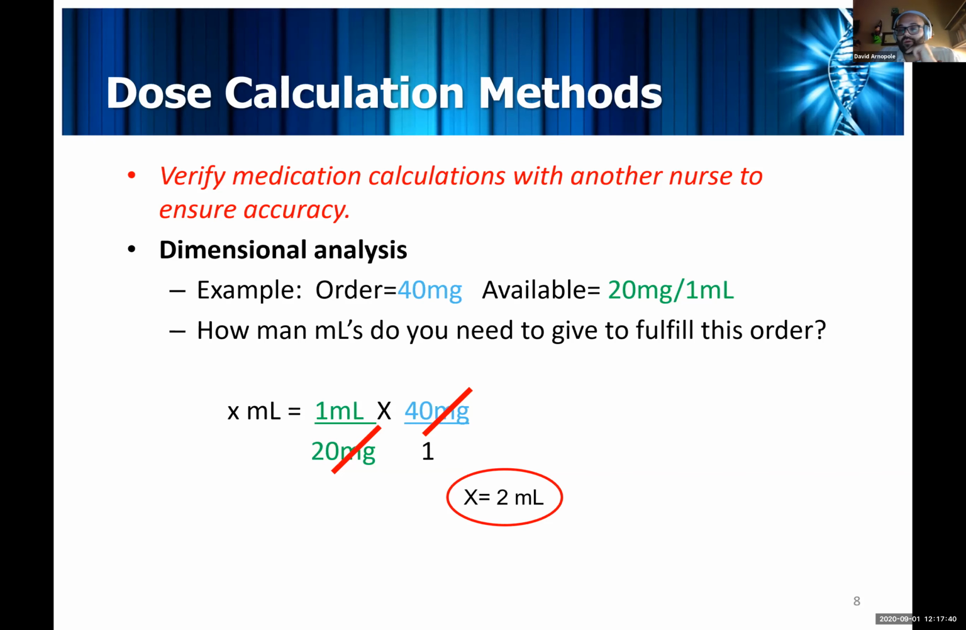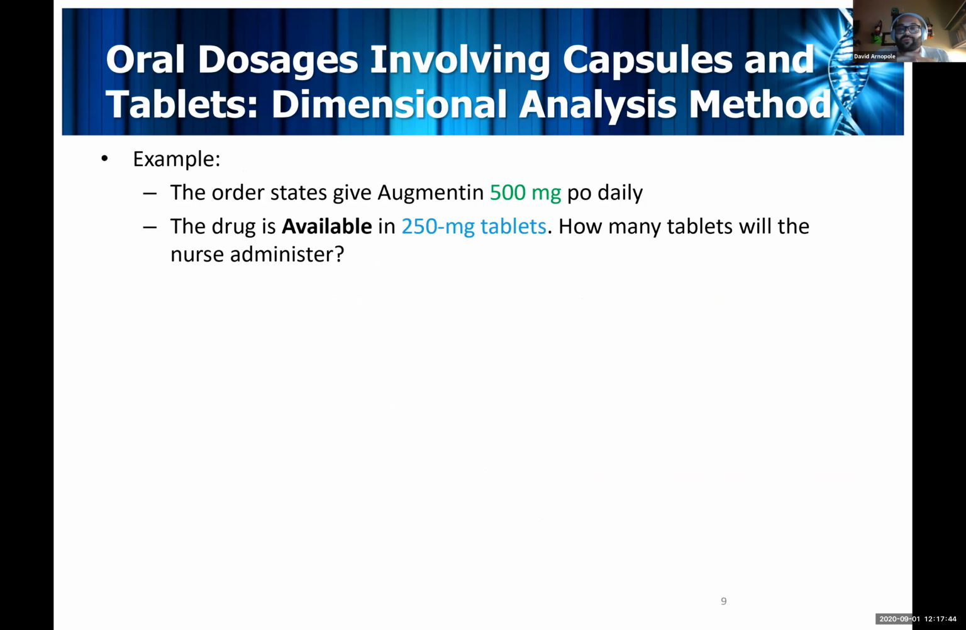We're going to keep going with this. The order states 500 milligrams PO daily. It's available at 250 milligrams. How many tablets will you administer? Again, you can probably do this in your head, but this is specifically easy so you could learn your dimensional analysis steps before we go into it.